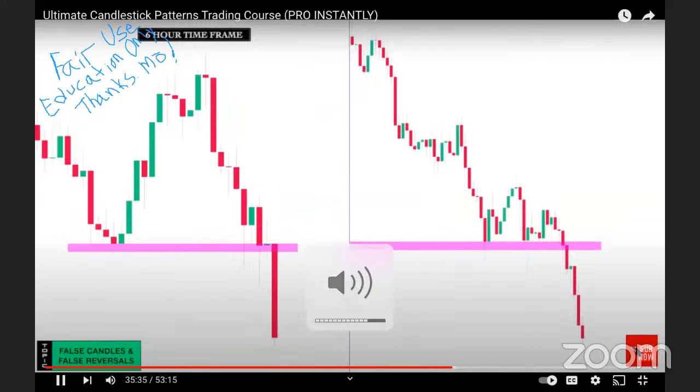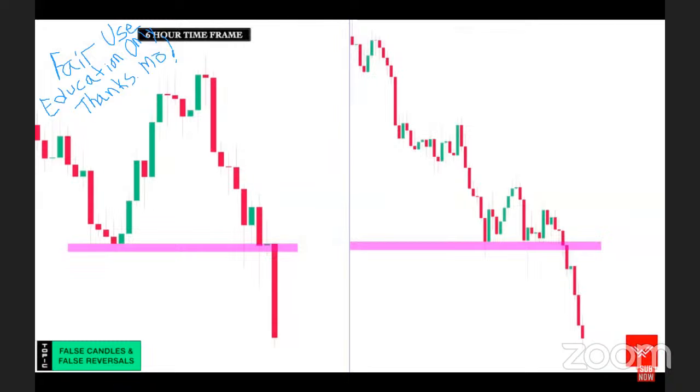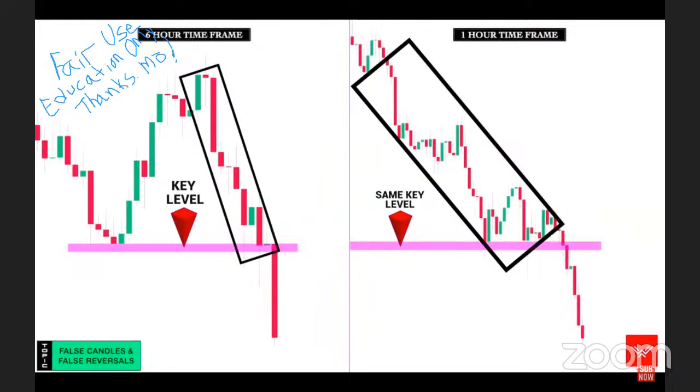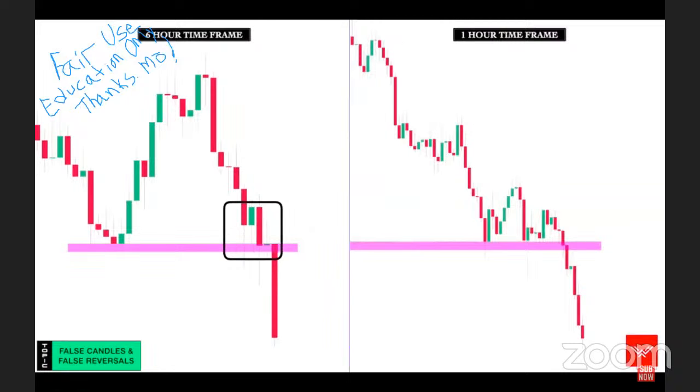6 hour time frame we just looked at. And on the right is the same asset, but the 1 hour time frame. Same key level, same downtrend. This area here, where the candlesticks form, is this same area here.